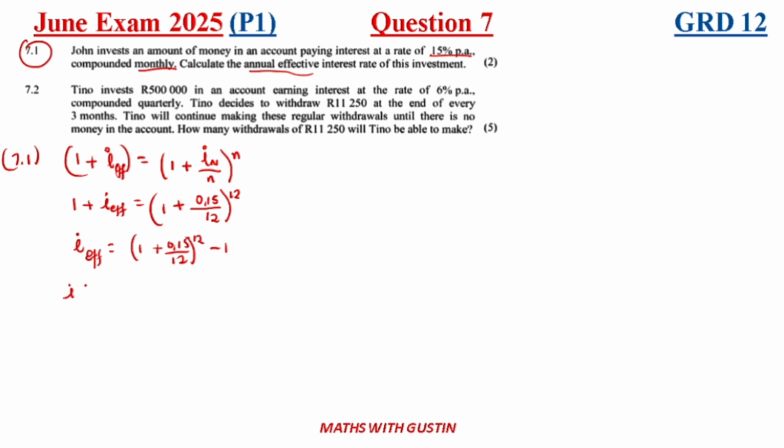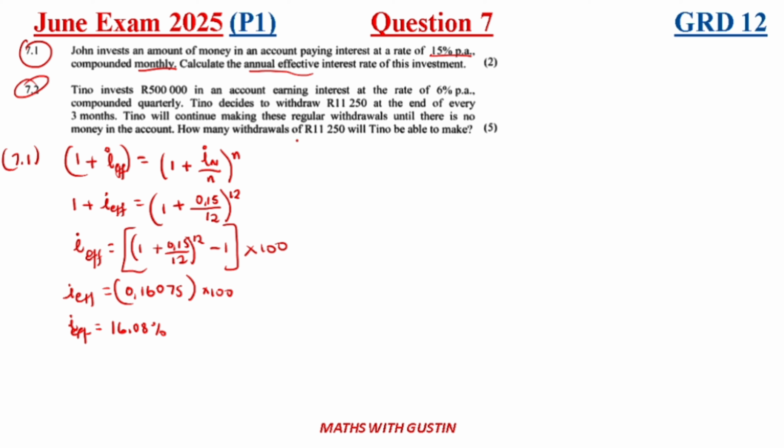All right, so for the effective interest, we can put this in brackets, then multiply by 100 to take it to a percentage. Initially on my calculator I'm getting this number here, and then if I multiply this by 100, it is going to give us an effective interest of 16.08%. Right, great stuff. And that's how you would deal with 7.1.